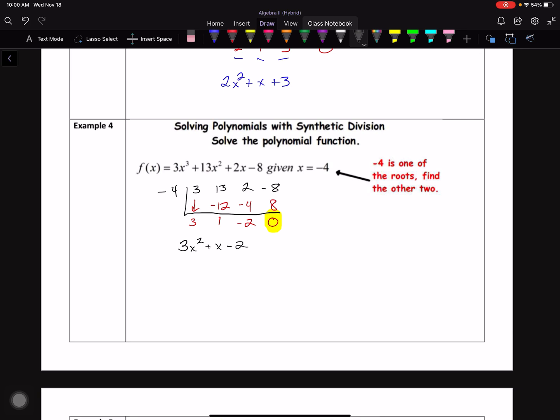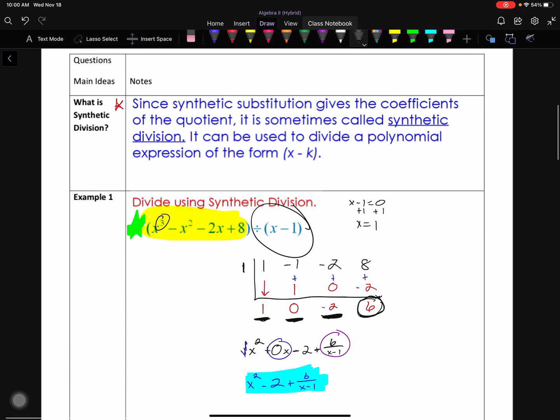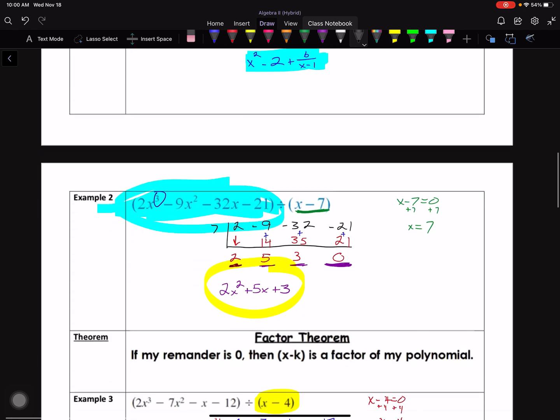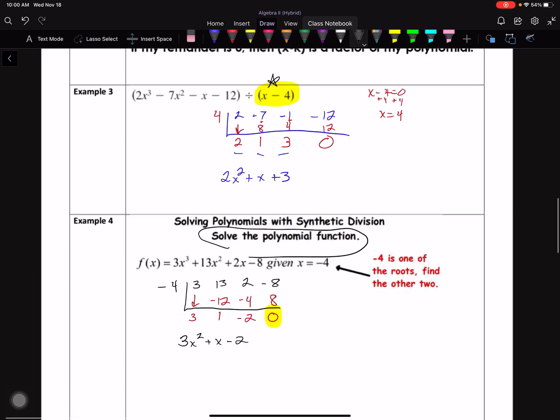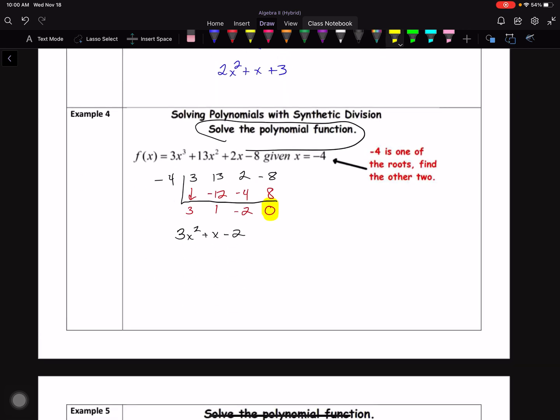Now what they want us to do is finish solving here. It says solve the polynomial function. The previous examples, it just says to divide, so you just have to divide. Here we're just proving that x minus 4 was a factor by dividing. But if you have to solve completely, that means you need to get all the answers. So there should be 3. We have 1, x minus 4. So there's 1. And what's left is 3x squared plus x minus 2 equals 0.